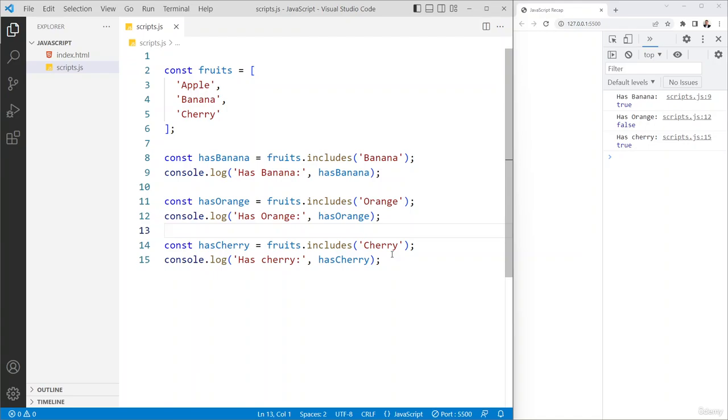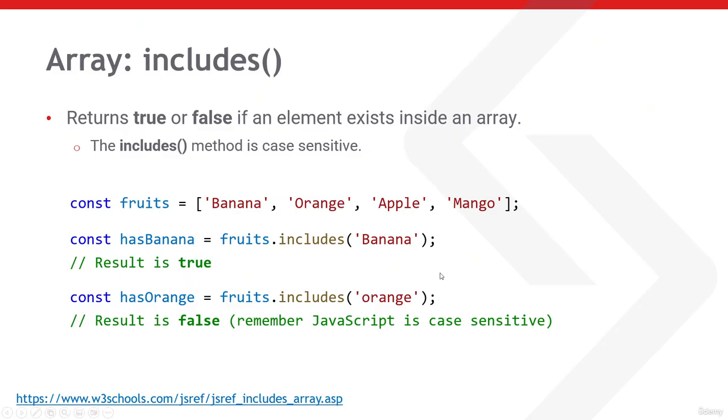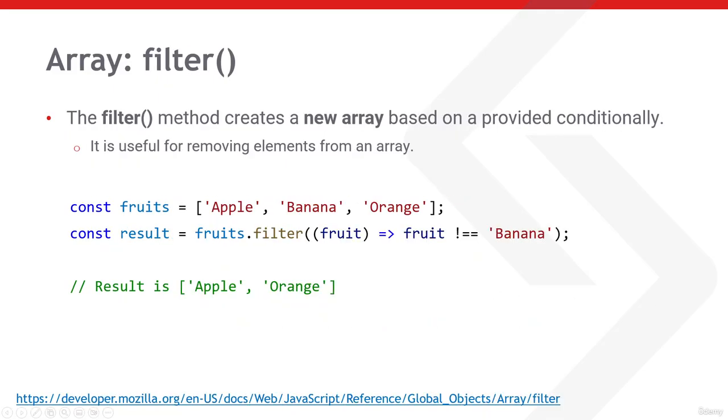So includes is really useful whenever we are making a search inside an array, but that only works for primitive data like string or numbers. But if I have something more complex like objects, then filter is going to be the way to go.